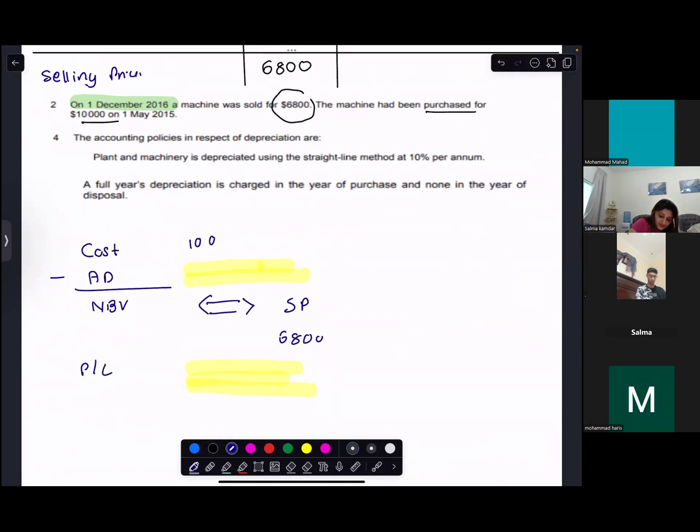August, 10,000. 2,000 is the accumulated depreciation of the asset sold. The net book value is 8,000. The asset is sold for 6,800. What is the profit or loss on sale? An asset of 8,000 sold for 6,800 is 1,200. It is a loss, the loss on sale. Are you with me?